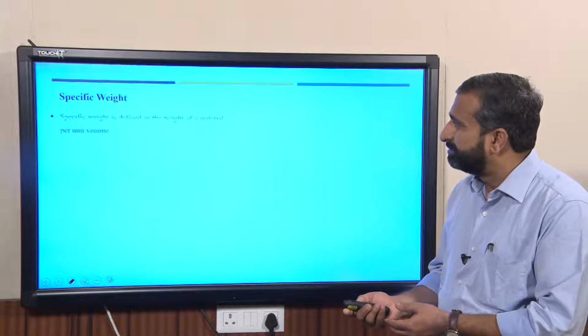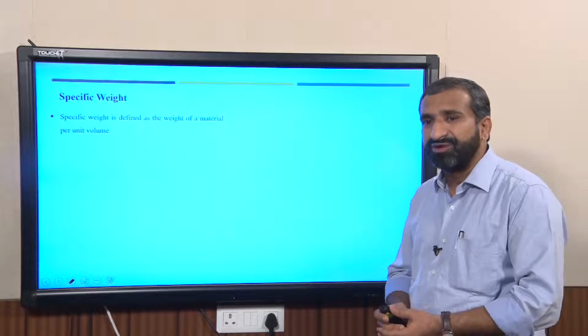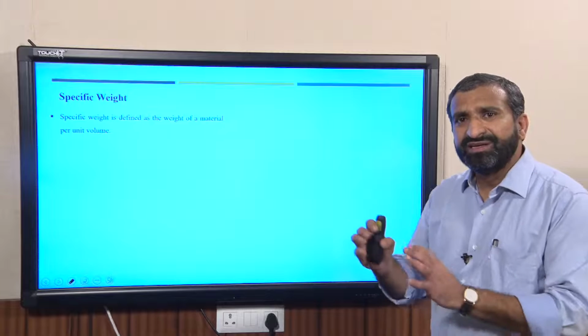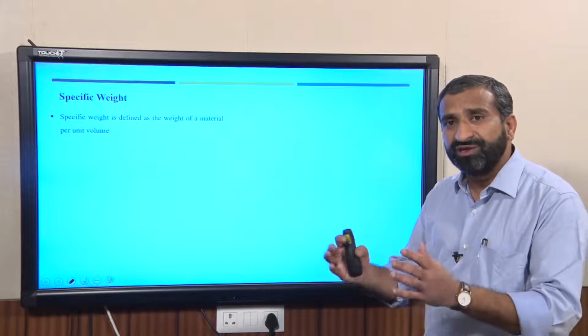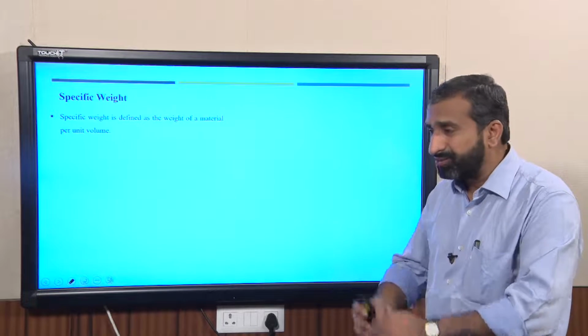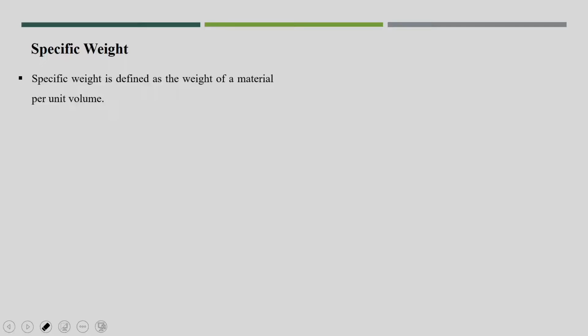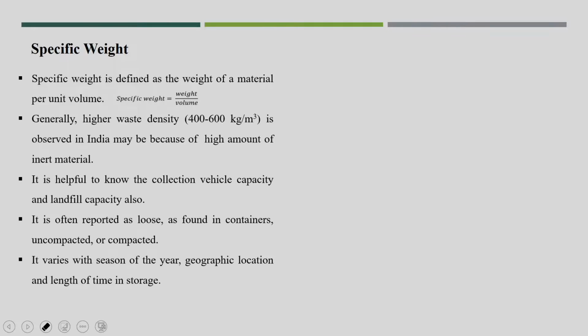Now, another parameter in the physical characterization is specific weight or density. It is very important to know how much volume. Normally when we talk about solid waste, we talk in weight, but the volume is also very important to know how much area will be required at the disposal site, how much land will be required. For that we also need to know the density or the volume of the solid waste. And specific weight or density is calculated as weight by volume.